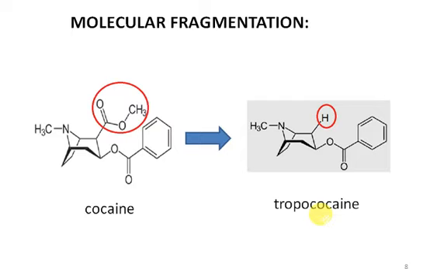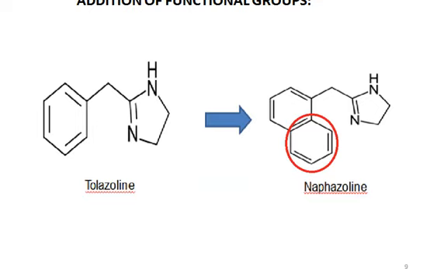You can see the reverse as well. For example, if you had tropococaine and you attach this fragment here, then you will get the cocaine, right? So tropococaine is more active than cocaine itself. So this is an example. In this case, we have removed a molecular fragment and brought about a simple group here. So this is an example of additional functional group.